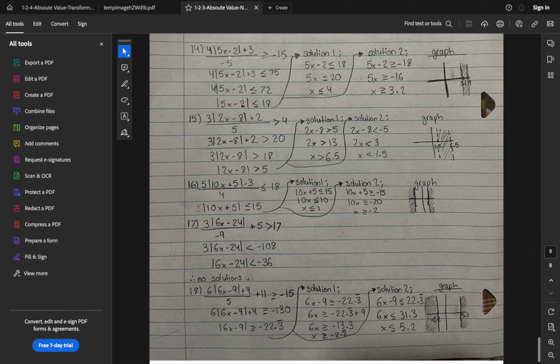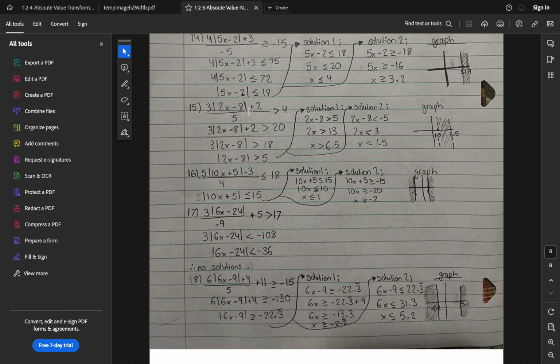Question 14, we have 4 times the absolute value of 5x minus 2 plus 3 divided by negative 5 has to be greater than or equal to negative 15. All right, we isolate for the absolute value, which becomes the absolute value of 5x minus 2 has to be greater than or equal to 18. All right, for solution number 1, we get 5x minus 2 has to be greater than or equal to 18. We isolate, we get x has to be less than or equal to 4. Sorry, it's less than or equal to. I've been reading the sign wrong. And for solution number 2, by isolating for x, we get x has to be greater than or equal to 3.2. Right, so that's shown in the graph here.